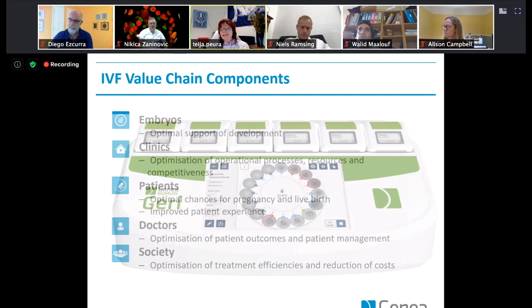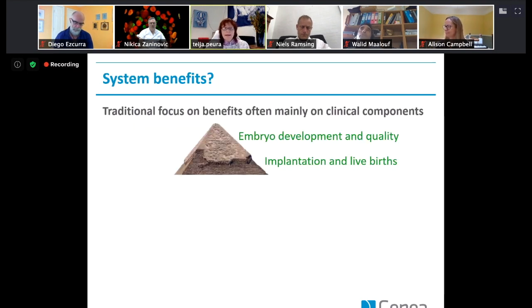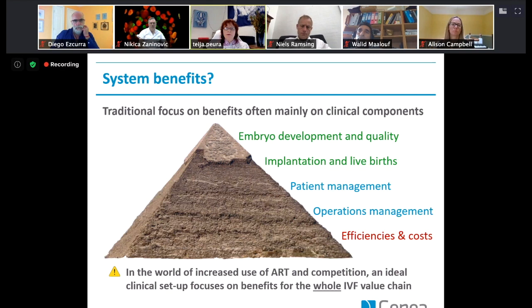Especially in relation to this presentation, I'm going to focus on the Cherry and the time-lapse system and how that can strengthen all those links. Quite often in a traditional discussion of new IVF systems, the focus is on clinical components like embryo development, implantation and live births. However, in this world of increased use of ART and increased competition, an ideal practical clinical setup focuses on benefits of the whole IVF value chain. And that is the approach I'm coming from. So this is not going to be high science, but a very practical look at how time-lapse actually affects the clinic.